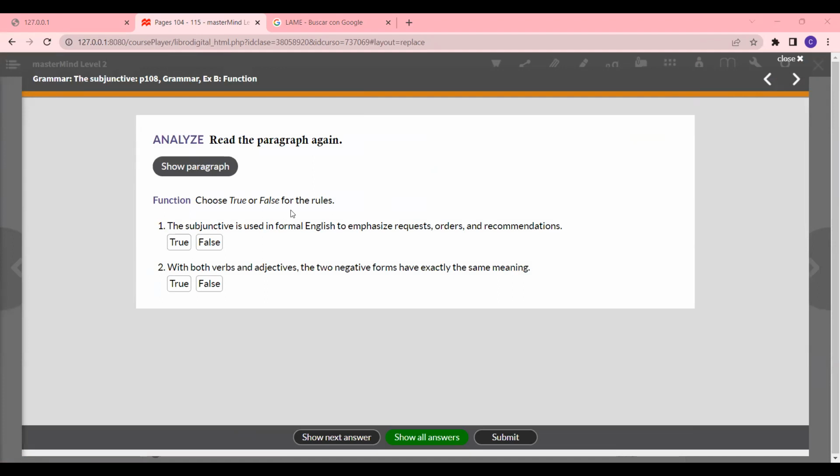The subjunctive is used in formal English to emphasize requests, orders, and recommendations. True? Can you hear me? Yeah, sure, I can hear you. Okay. Number two, Sarah, you please read. With both verbs and adjectives, the two negative forms have exactly the same meaning.